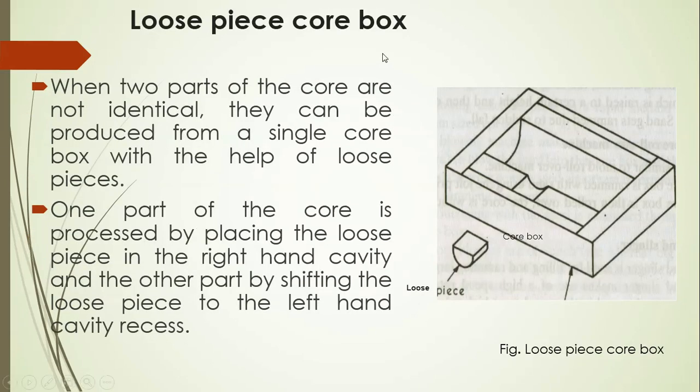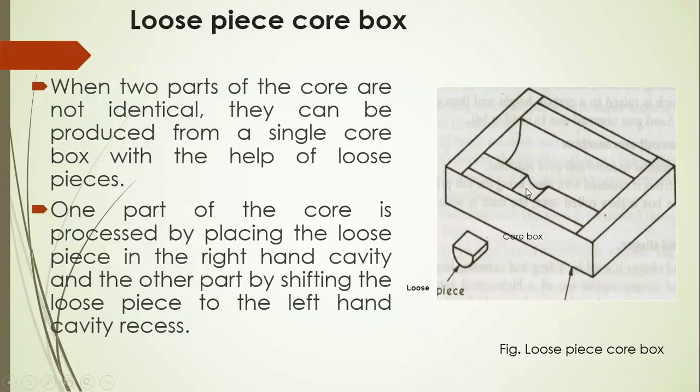Next one is the loose piece core box. As we have seen a loose piece pattern, similarly this is a loose piece core box. This is the loose piece. It is placed at this location. Means by using a single core box, I can manufacture cores which have two different shapes. This is one core cavity and this is the other cavity. The larger one is one core cavity. This is the other smaller core cavity. Means I can make cores having this type of shape as well as this type of shape.